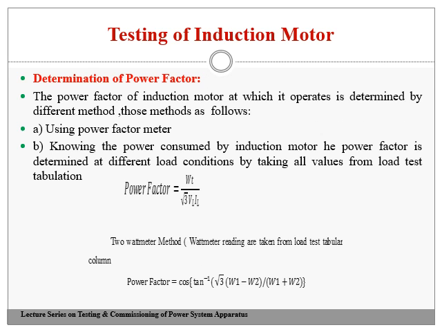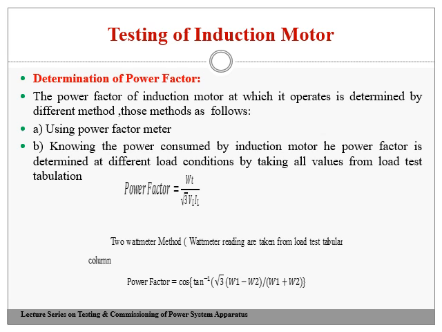Now, once the load test is completed, let us see how the power factor is determined. The power factor at which the induction motor is operating can be determined by different methods. One, using a power factor meter. There are power factor indicating meters available, or digital power factor meters. Those meters are connected in the circuit and provide the information about the power factor at which the particular induction motor is operating. This is the first method.